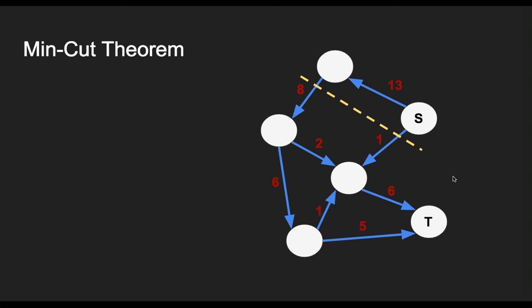This is going to work though. This would still separate source and sink. So there would be no path from the source to the sink. And it's the minimum that we can get on the graph, because if we add up this 8 and this 1, that is 9. So this is one of the minimum cuts on this graph.